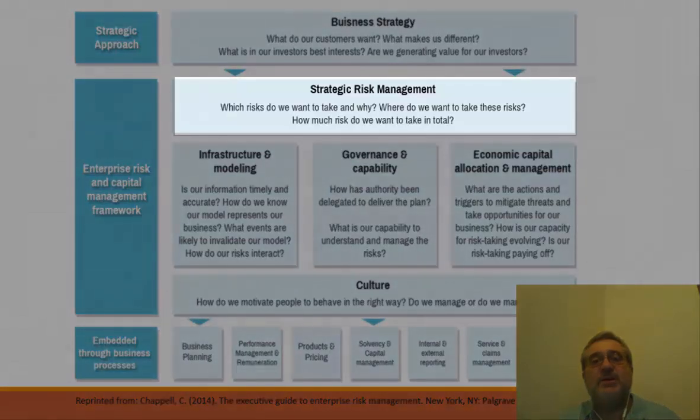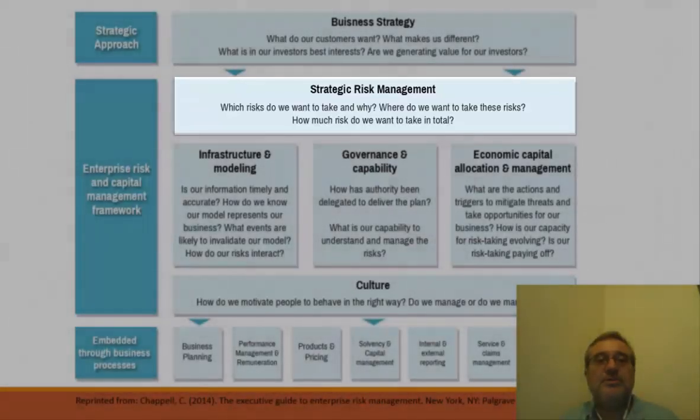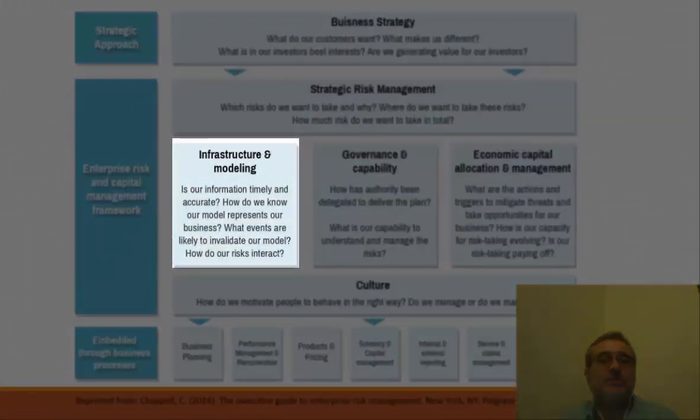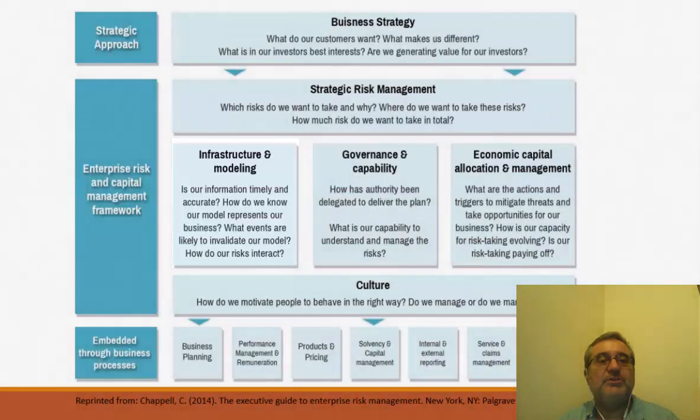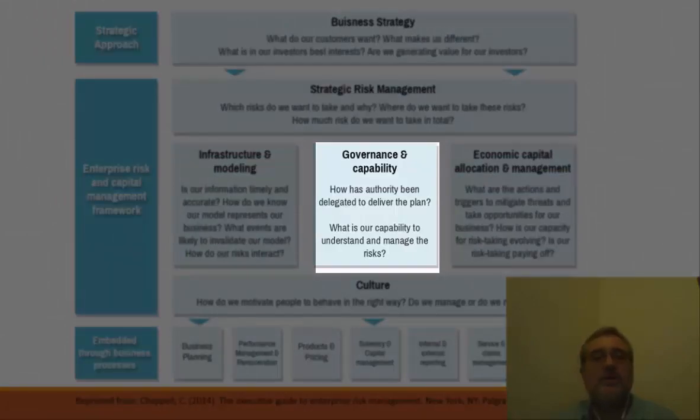From here, we develop a strategic risk management process. The strategic risk management process includes three specific elements. The first is infrastructure and modeling. You notice that infrastructure and modeling deals with information, timely information and accurate information. What we're looking for in the infrastructure and modeling is being able to generate sufficient, appropriate and accurate information so that we can actually make decisions. In the governance and capacity, what we're looking into is how authority has been delegated to deliver the plan. What is our capability to understand and manage risks? Governance and capability relates to accountability.